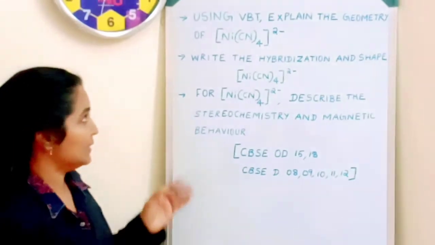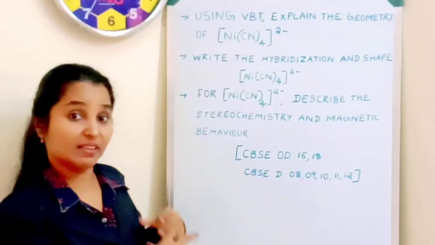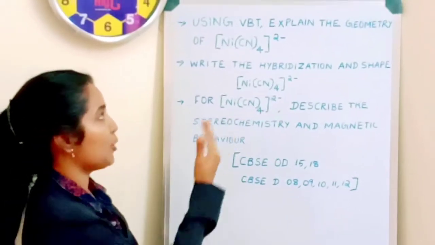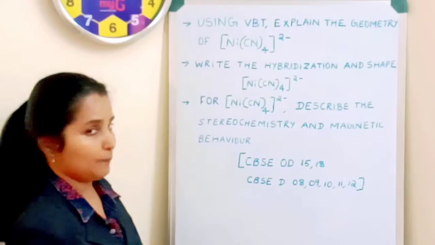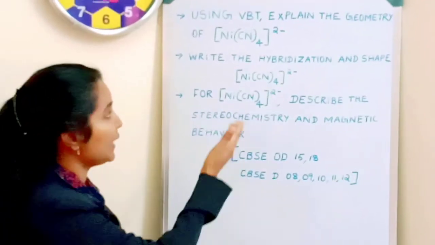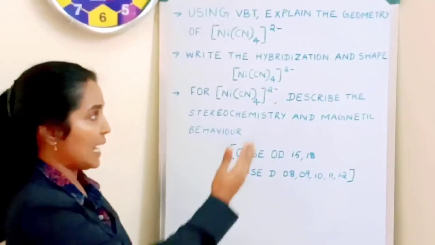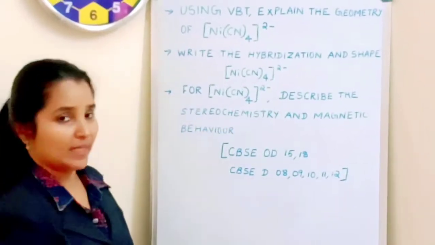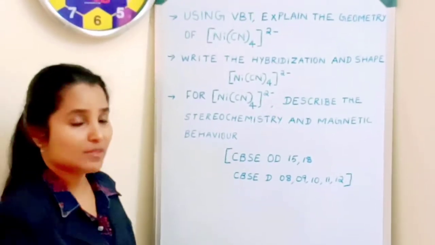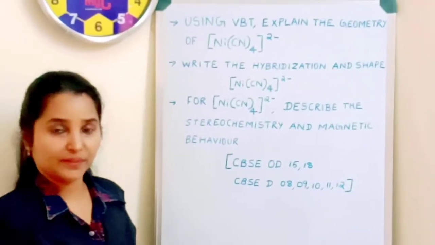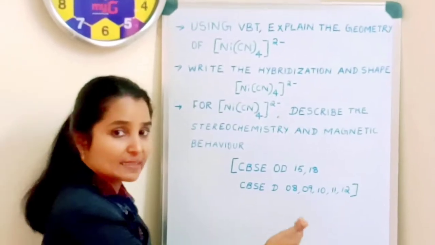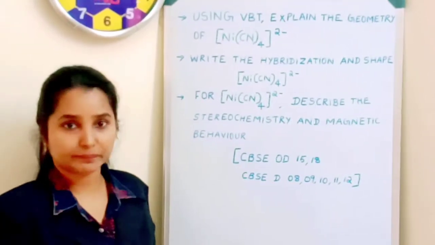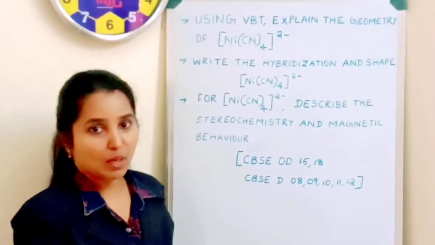Let's see one question. Here, one question is given in different formats. You can see here, using VBT, explain the geometry of [Ni(CN)4]2-. That same question is asked in another way: write the hybridization and the shape of [Ni(CN)4]2-. Or, for [Ni(CN)4]2-, describe the stereochemistry and magnetic behavior. You can see how frequently this same question is asked in different ways in CBSE board exams. So, let's discuss it in detail.